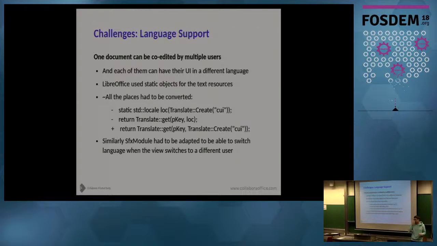So after all this was done, we thought that we have won, but not yet. There were additional challenges. So one was language support. The thing is that one document can be shared by multiple users, and one of them has the UI set in English, and the other has that actually in Czech. And what to do? Well, as you know, LibreOffice itself, when you change the language, it actually tells you, well, you cannot change it now. You have to restart LibreOffice. So we had to overtake that.